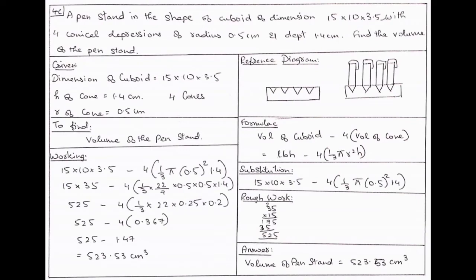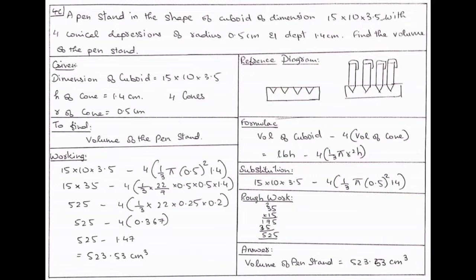Question is, a pen stand in the shape of a cuboid of dimension 15 into 10 into 3.5 with 4 conical depressions of radius 0.5 cm and depth 1.4 cm. Find the volume of the pen stand. Dimension of cuboid is given as 15 into 10 into 3.5 and height of the cone is 1.4 and radius of the cone is 0.5, and there are 4 cones. You have the reference diagram to see. We have to find the volume of the pen stand.